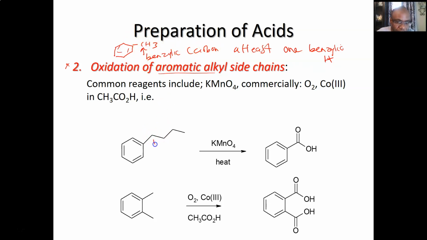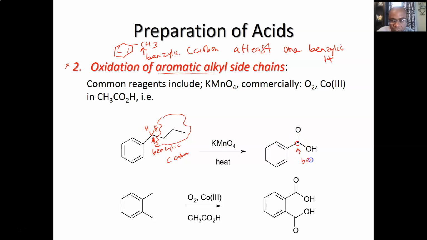So like here, that's a benzylic carbon, right? It's sitting right on the benzene, so it's benzylic carbon. Does it have at least one hydrogen? The answer is yes. In fact, it has two. So what you need to do is to chop off the rest of the carbon structure and just put the carboxylic acid on the benzylic carbon. So that's what has happened.